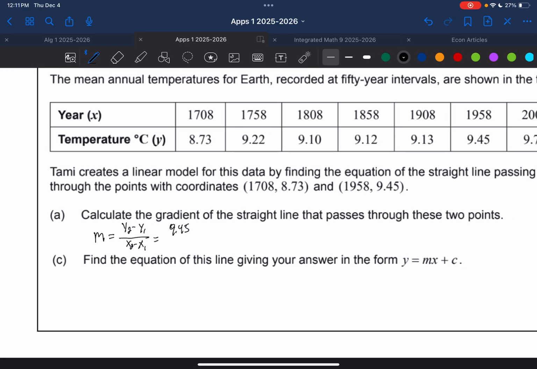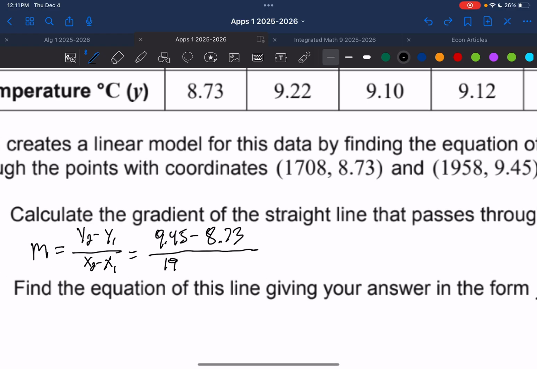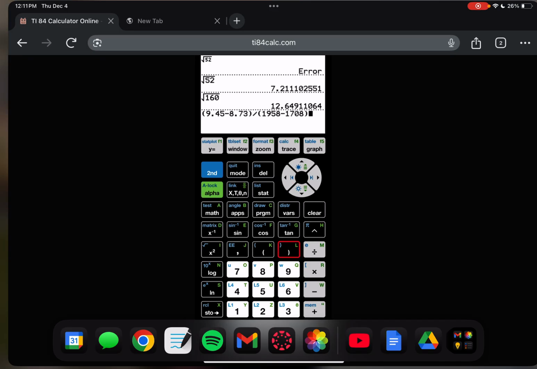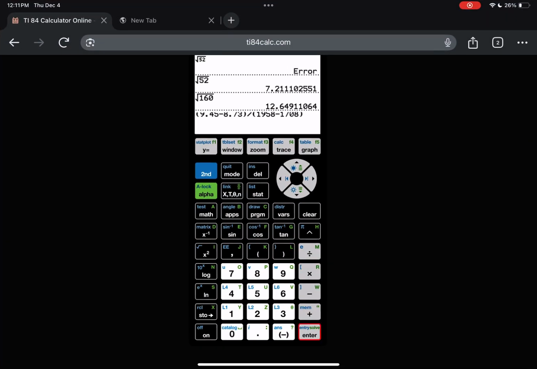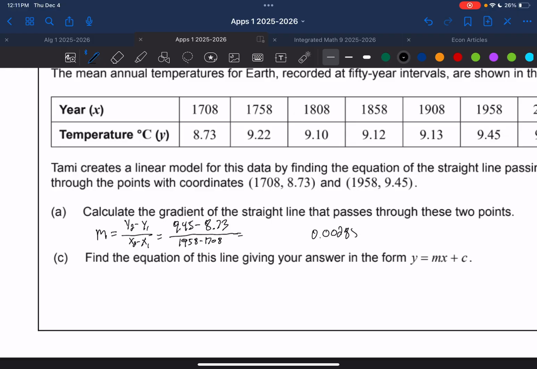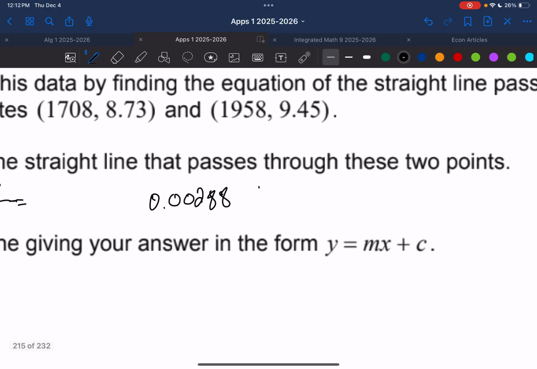That means it's going to be 9.45 minus 8.73 over 1958 minus 1708. So we go over here. It's 9.45 minus 8.73 divided by 1958 minus 1708. Then we hit enter. See, the gradient is 0.00288. And this is in degrees per year. That's the unit there, right?